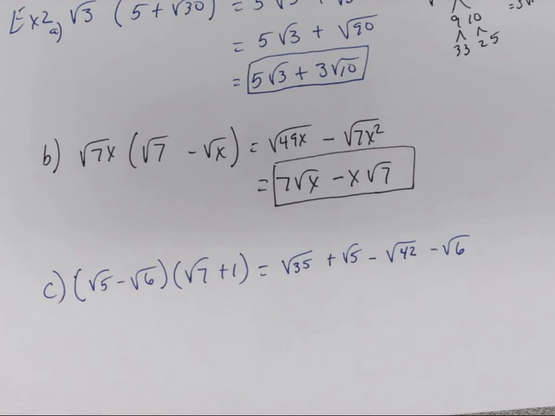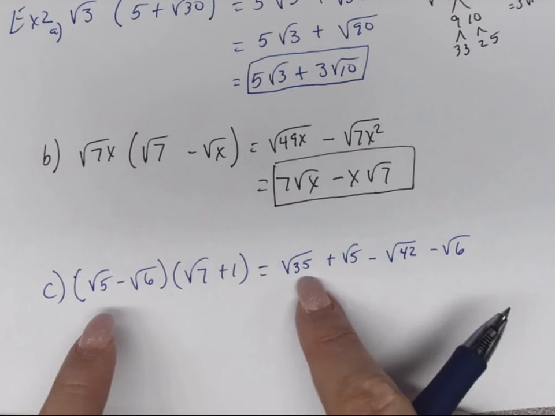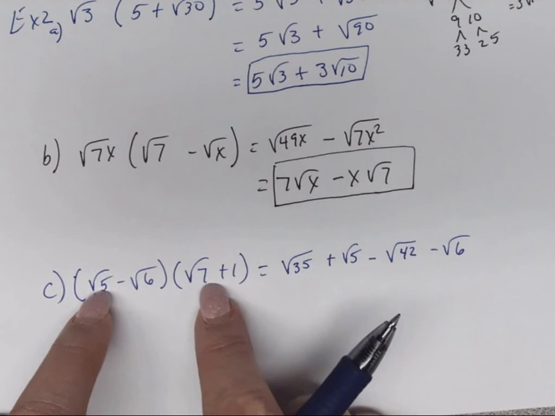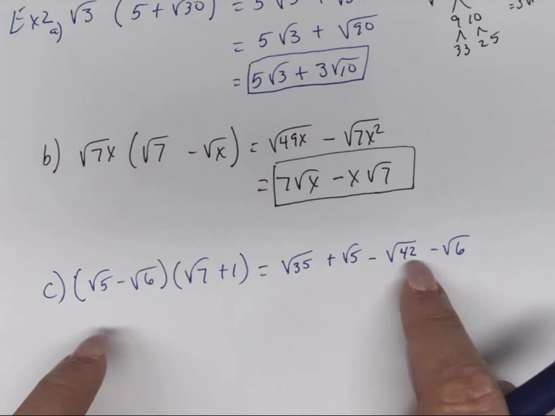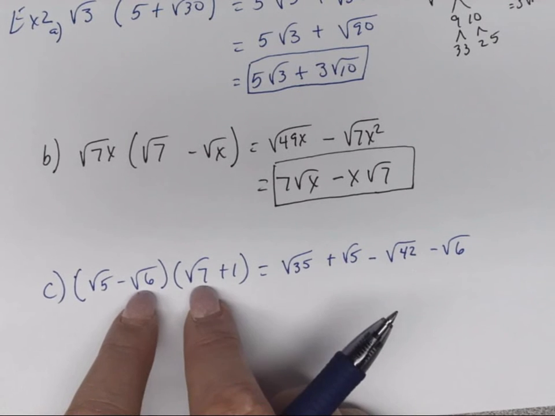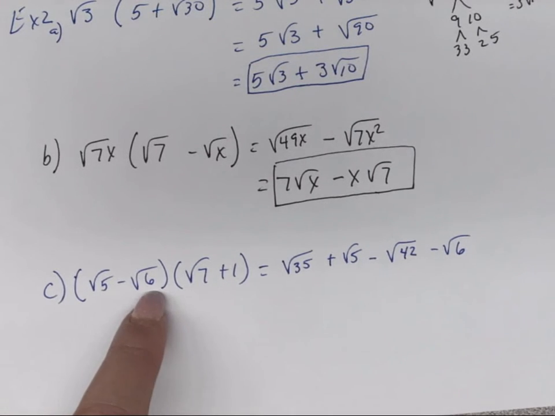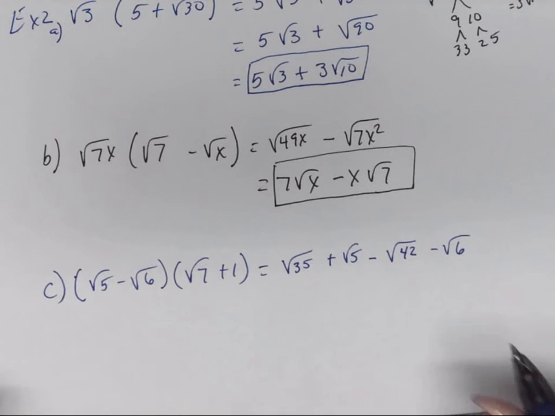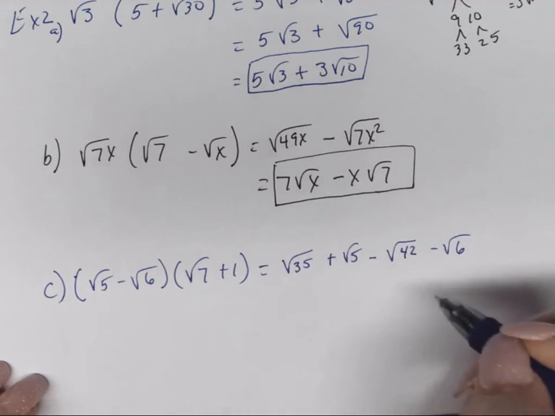Now, if we look at our numbers for 35, we had a 5 and a 7. Those are the prime factorization. It's not going to get any simpler. Square root of 5 is a prime. Square root of 42, that's 6 and 7. 7 is a prime, and 6 is only 2 times 3, so it's not going to reduce at all, and neither is square root of 6. So this would be our final answer.